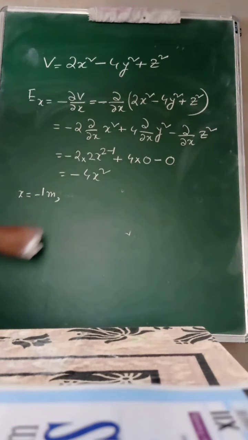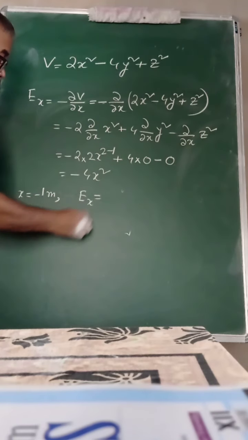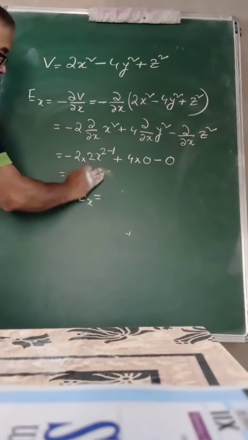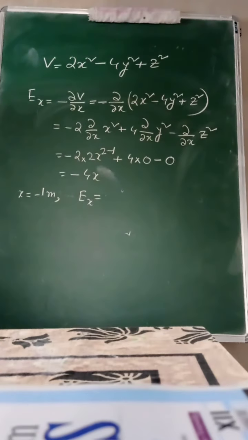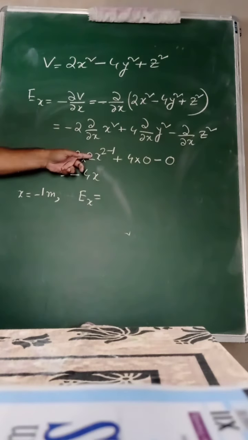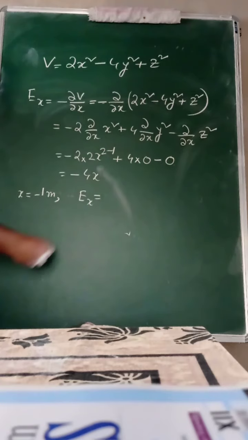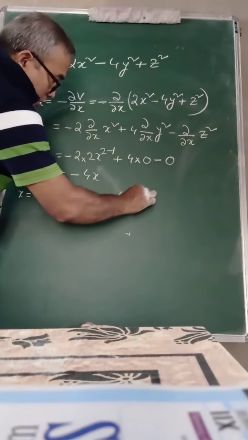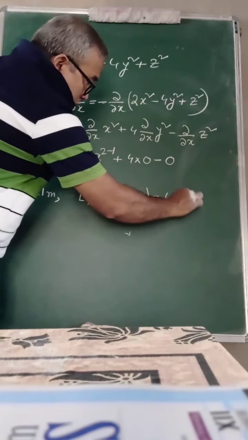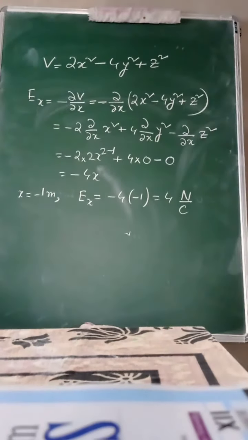Can you remember? I think x is equal to minus 1 meter. Therefore the value of Ex is minus 2 twice x to the power 2 minus 1, which is 2 to the power minus 1 is 1. So it is twice x, 2 into 2, 4. So minus 4x. So therefore the x component of the field is minus 4 into minus 1, which is equal to plus 4 Newton per coulomb. Is it clear?